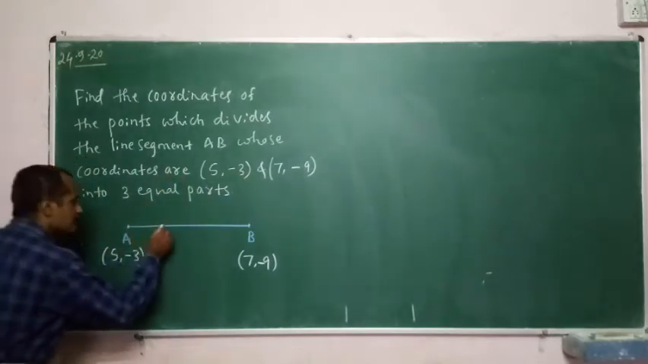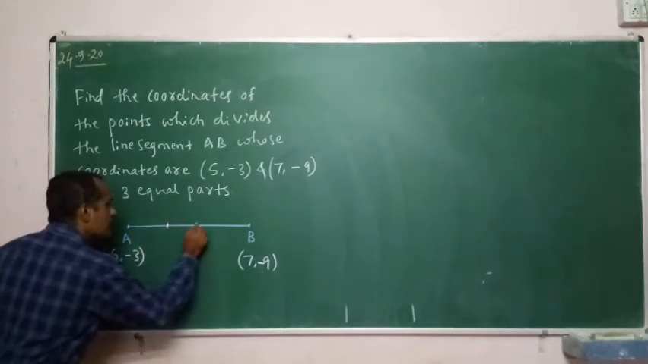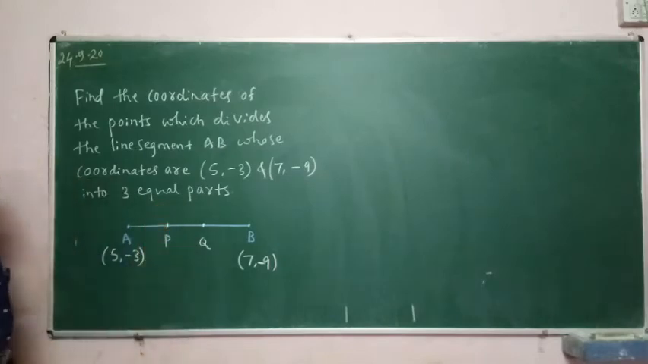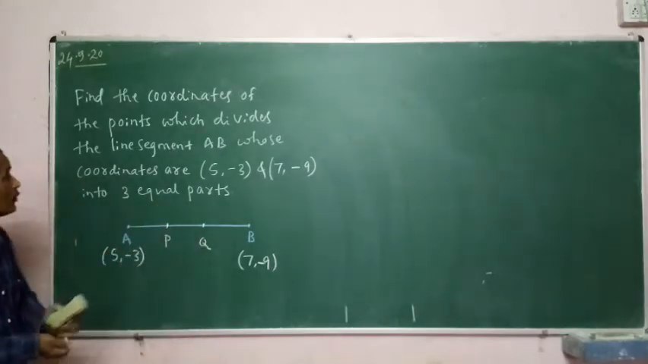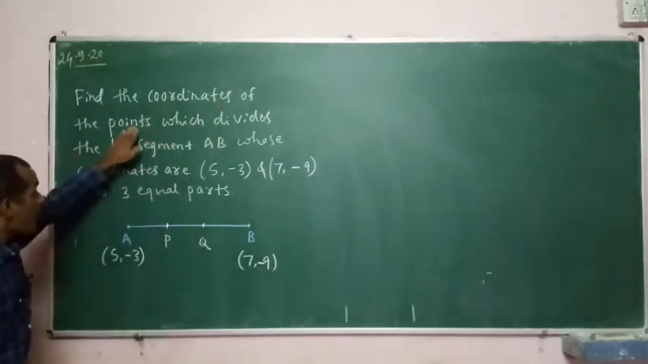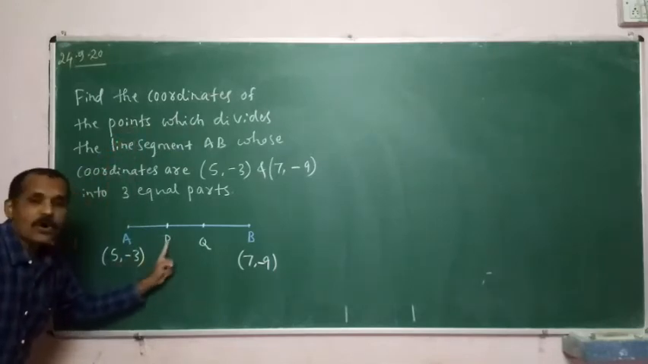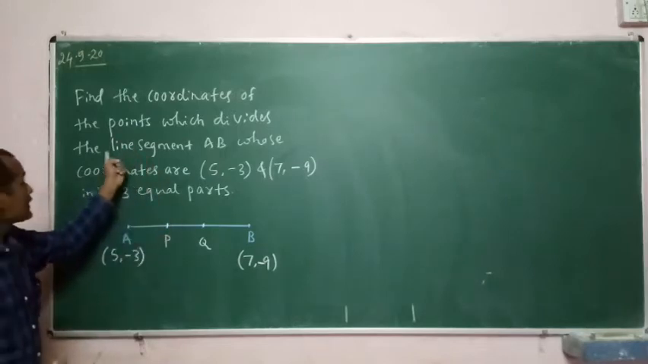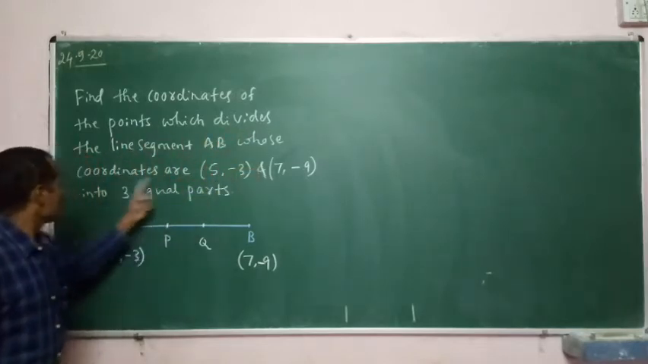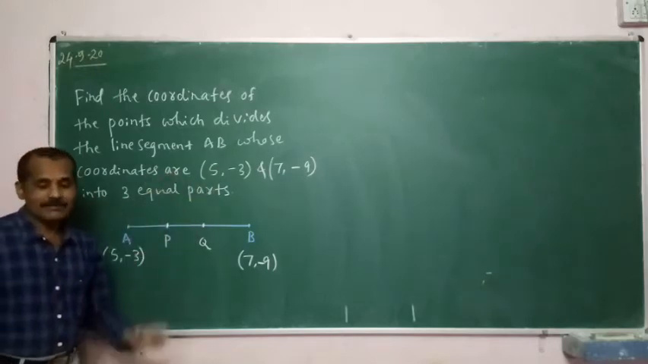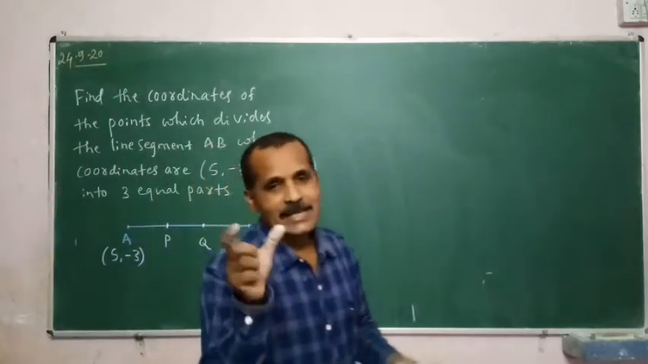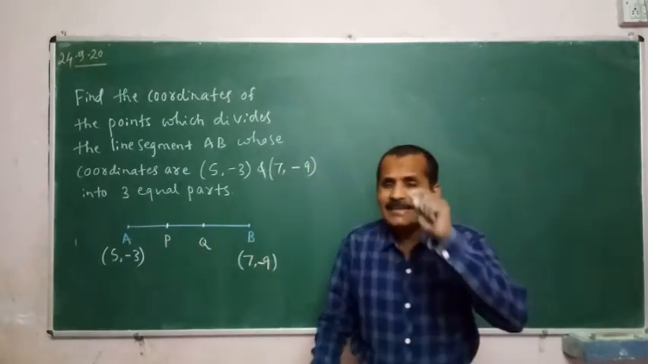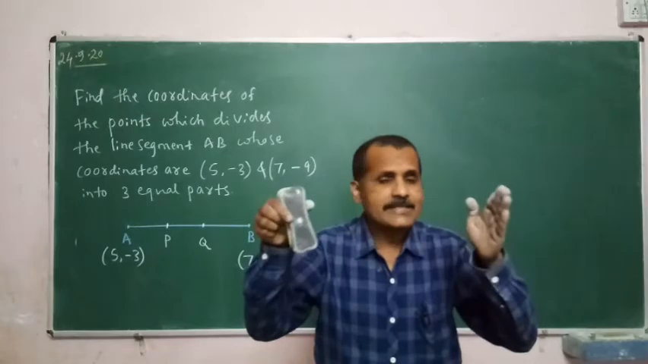That means there are 2 points. I can say P and Q. There are 2 points P and Q. Find the coordinates of the points. We have to find the coordinates of these 2 points. What type of points are these? These points divide the line segment into 3 equal parts. That means, my dear children, AB is a given line segment. Coordinates are given to you, and there are 2 points on the line segment AB.